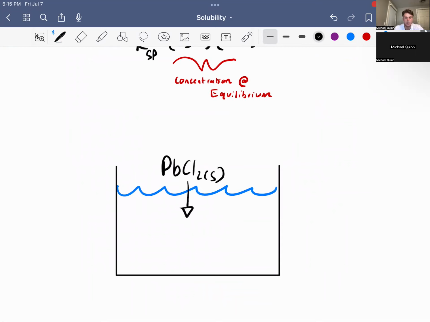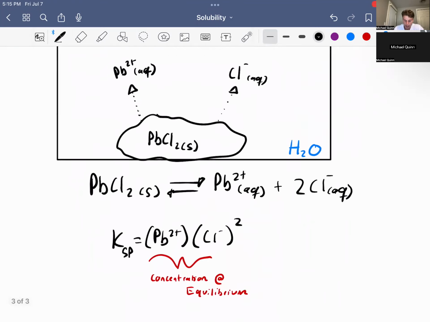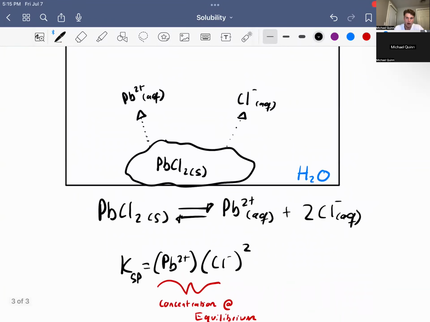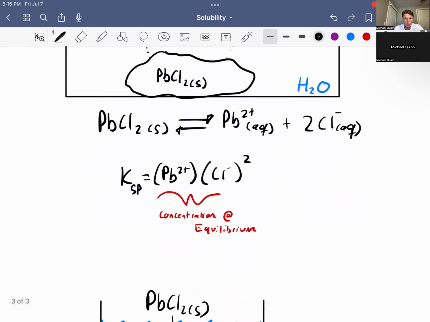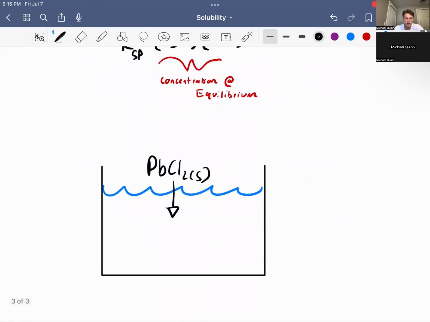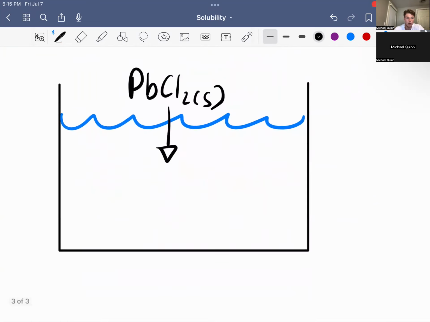is we could write an expression for Q. Q tells us about the reaction at this given moment in time, not at equilibrium. It is more of a snapshot of what is going on in this given moment. So K tells us about the equilibrium concentration of lead and chloride. However, what happens when lead chloride dissolved in water is not at equilibrium yet? There is still more ions to be made.